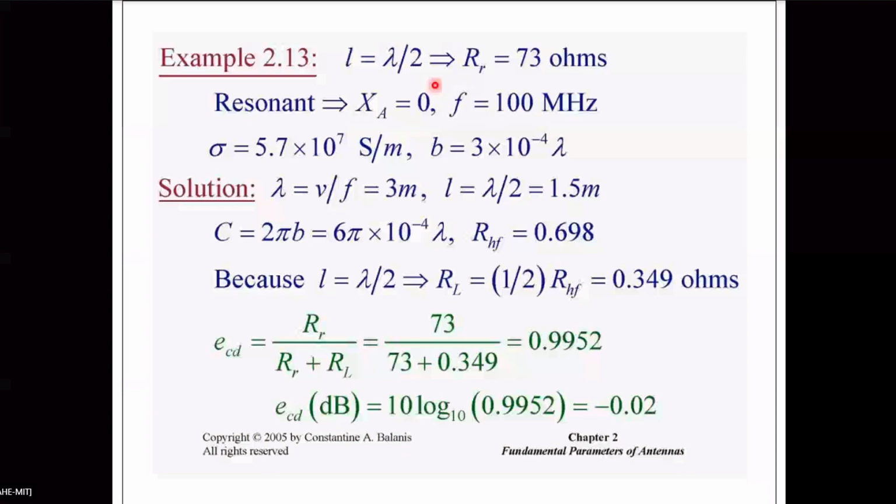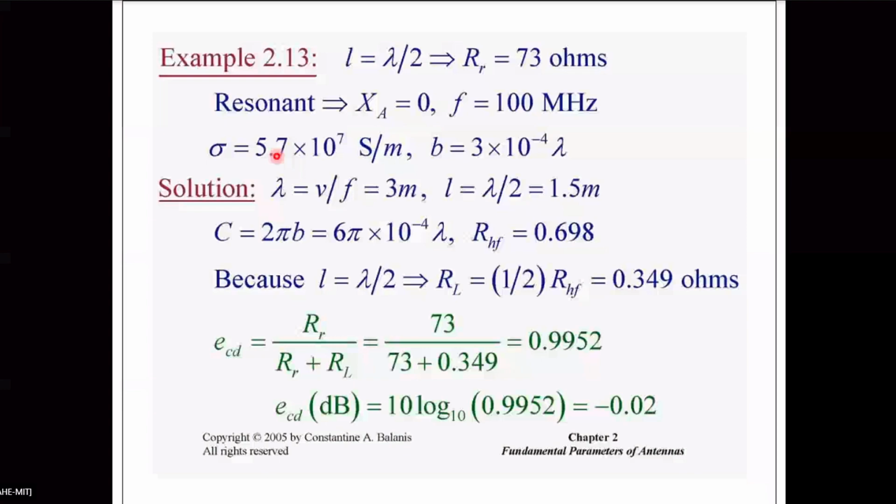L is equal to lambda by 2, RR is 73 ohms. We will derive the value of RR in one of the chapters later on. But for the time being, for lambda by 2 dipole, you take RR as 73 ohms.